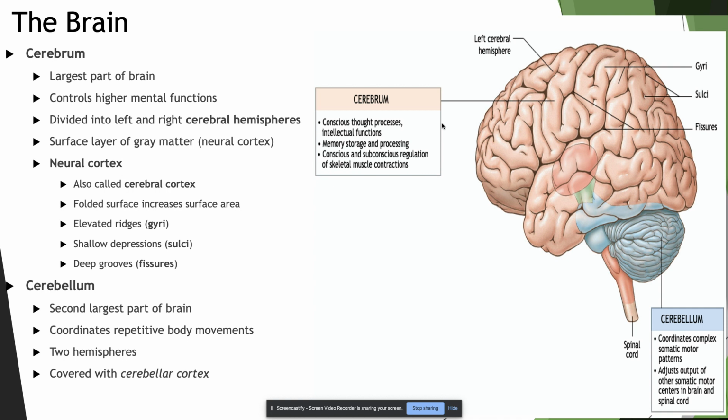The cerebrum is the seat of most higher mental functions. Conscious thoughts, sensations, intellect, memory, and complex movements all originate in the cerebrum. And the cerebellum is the second largest part of the brain. It is partially hidden by the cerebral hemispheres. Like the cerebrum, the cerebellum has hemispheres covered by a neural cortex called the cerebellar cortex. The cerebellum adjusts ongoing movements by comparing arriving sensations with previously experienced sensations, allowing you to perform the same movements over and over again.